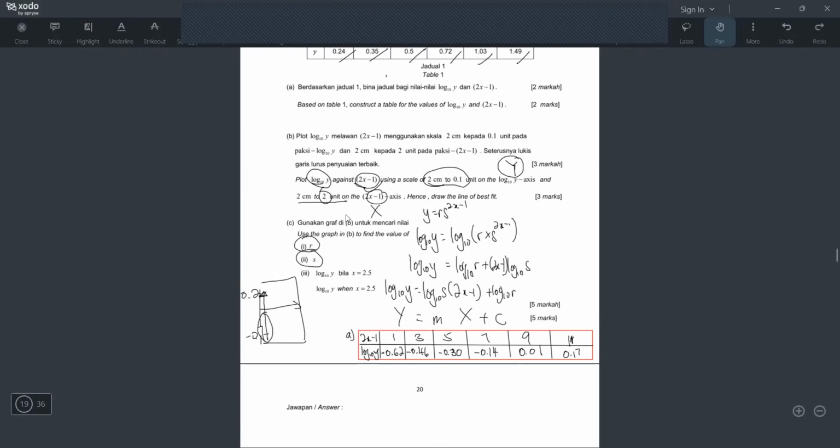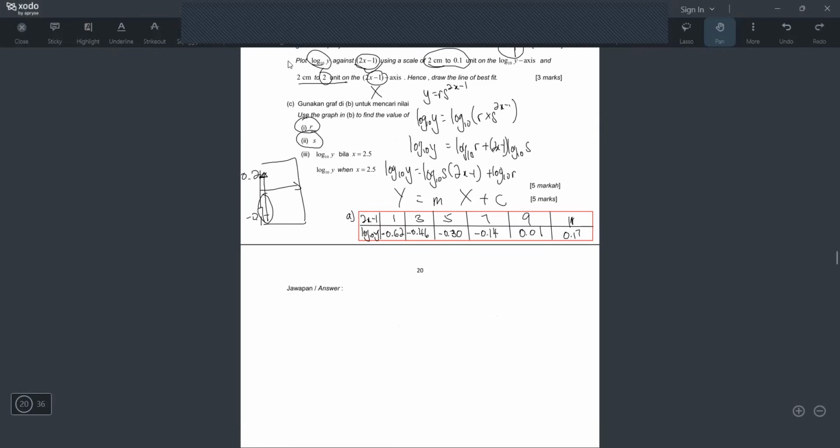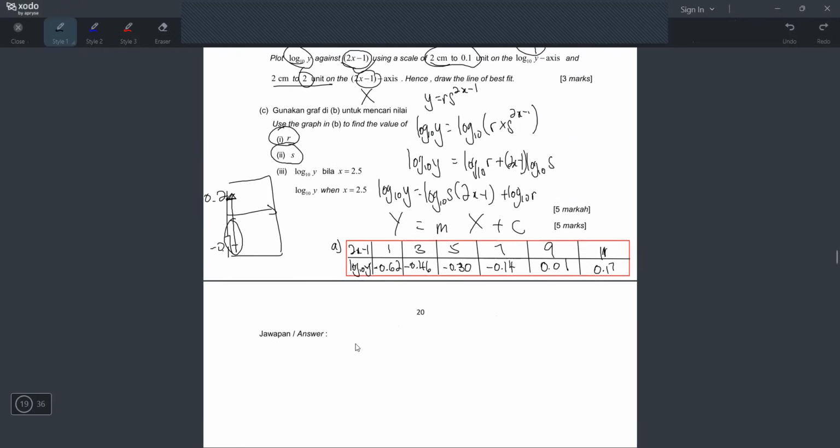Okay, now let's go back up. I think I already finished my part B. This is worth 3 marks. Now we can do part C. Let's look again at what they want. Use the graph in B to find the values of R and S.